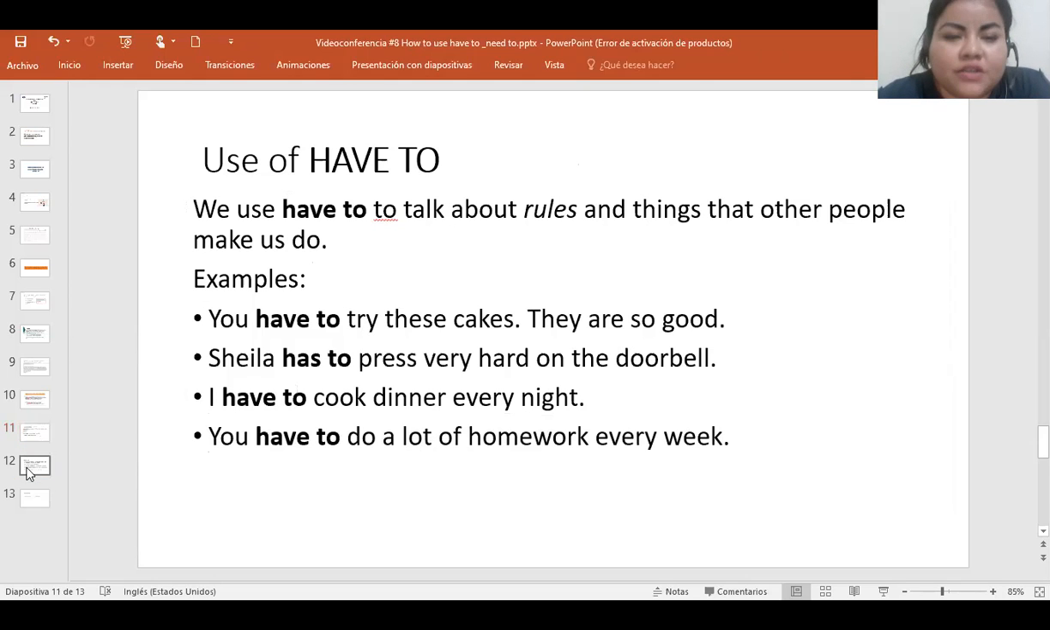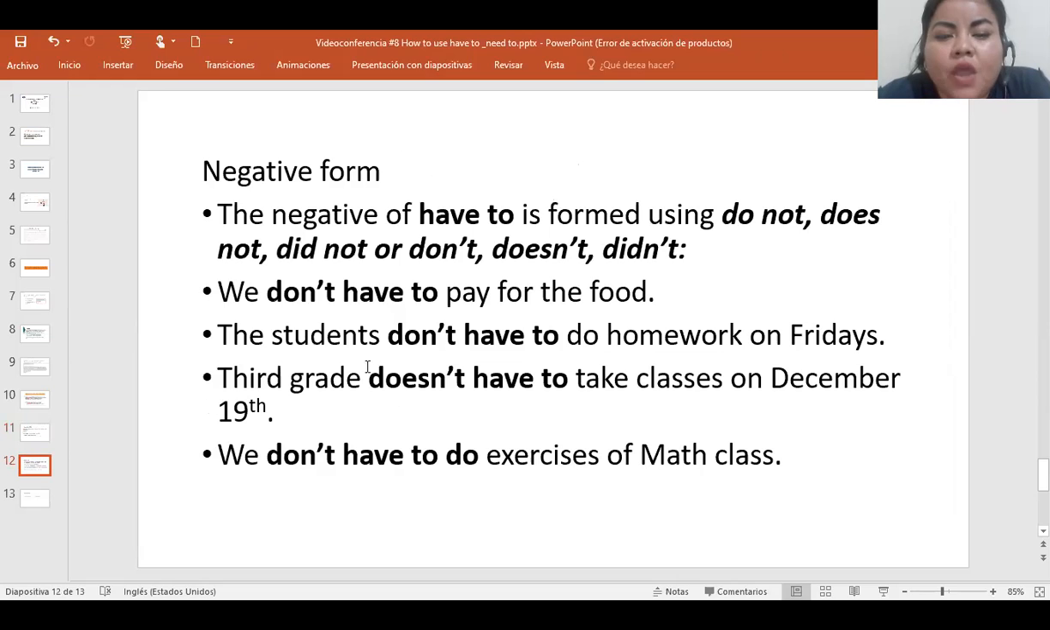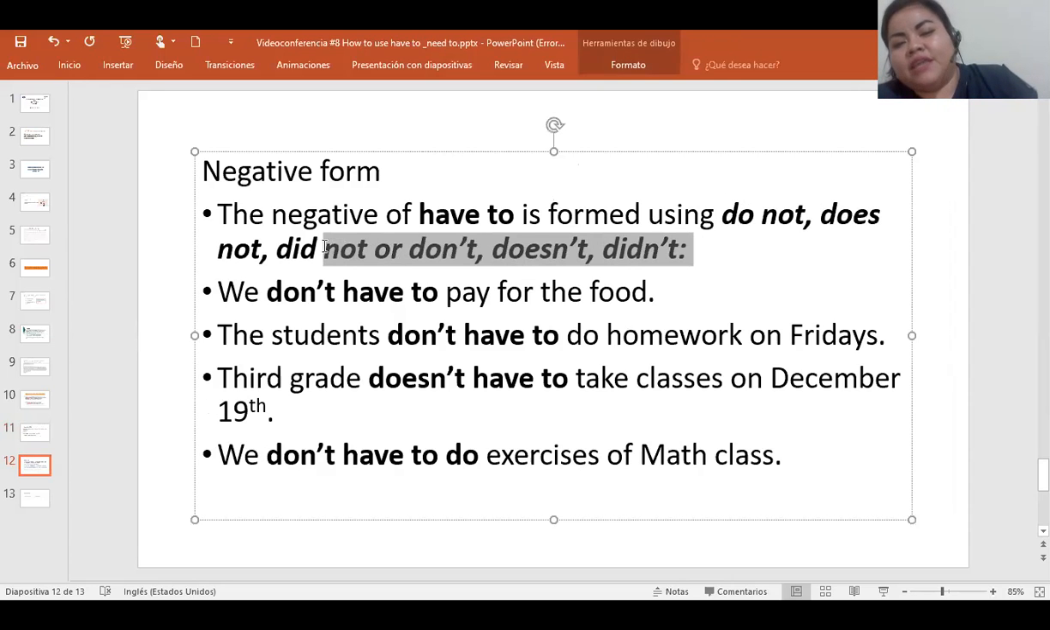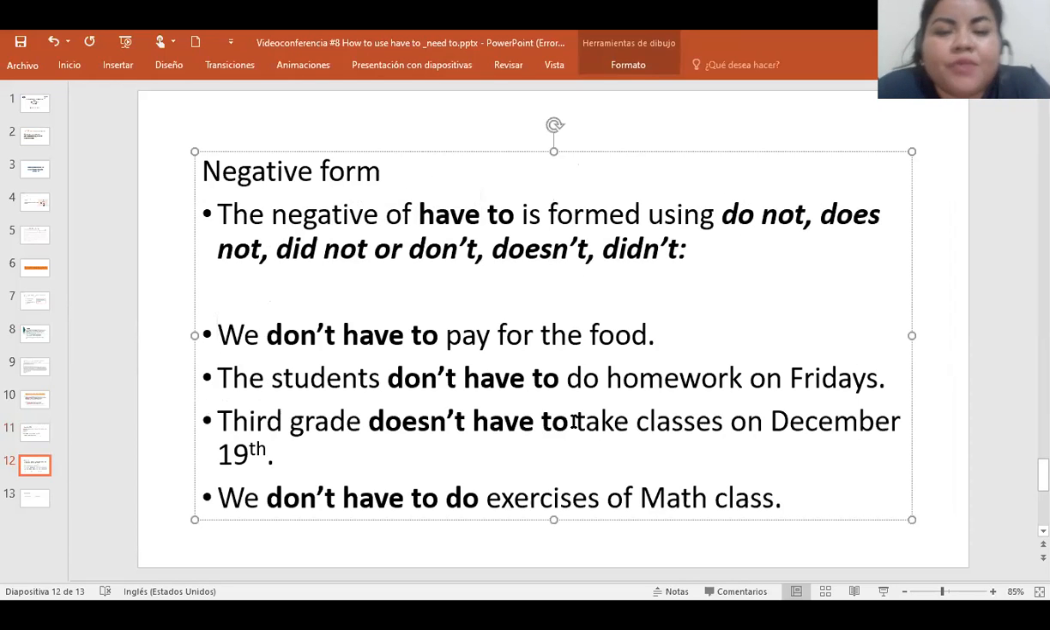Yes? Okay, let's continue. Well, the negative form, right? We are going to use do not, does not. Después vamos a utilizar did, right? En el pasado, pero por el momento no. Solo tenemos ejemplos con el presente. We don't have to pay for the food. The students don't have to do homework on Fridays. Third grade doesn't have to take classes on December 19th.